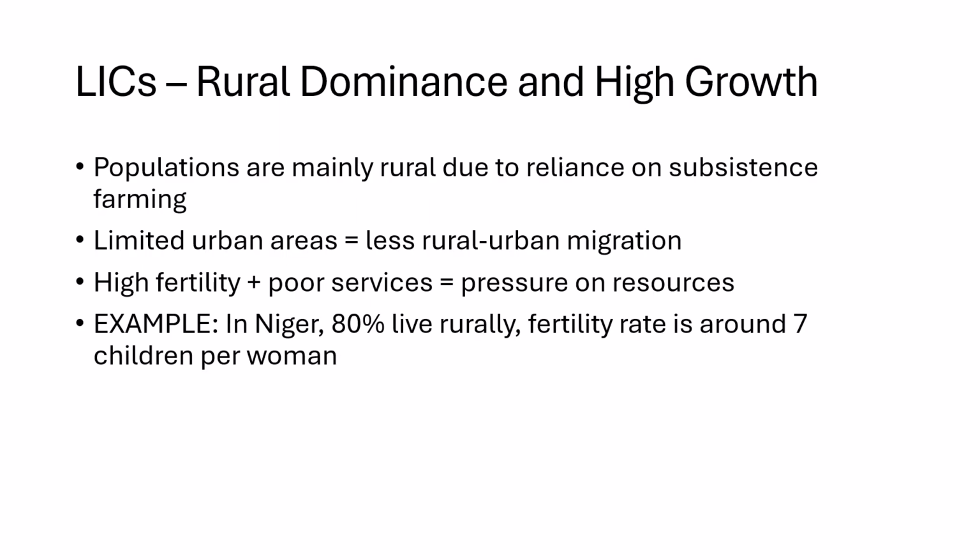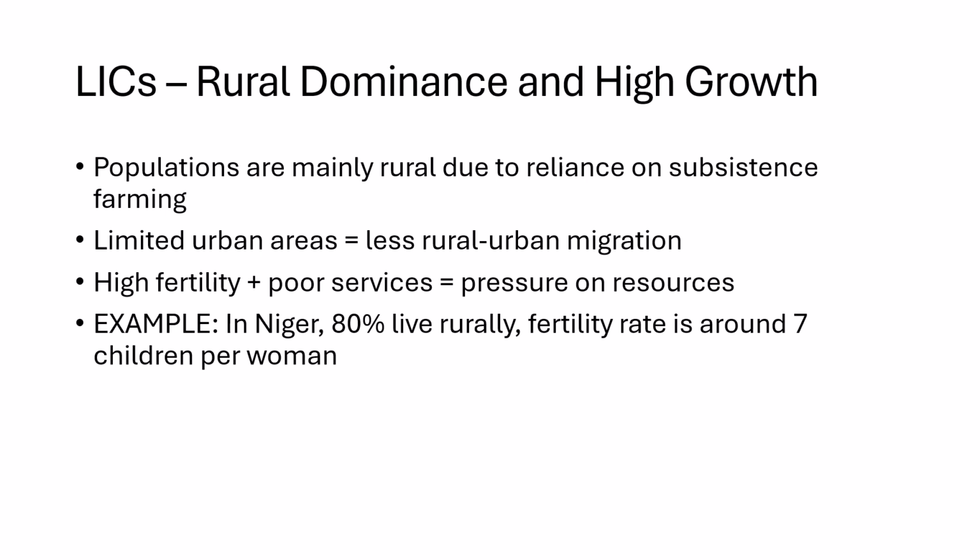Let's first start with LICs. LICs have predominantly rural populations due to having a high reliance on subsistence agriculture. There's also very few urban areas, and they're quite underdeveloped, and this limits opportunities for rural to urban city migration. Also, LICs often experience really high population growth rates due to having really high birth rates, but they have low levels of urbanization due to most people living in poverty.